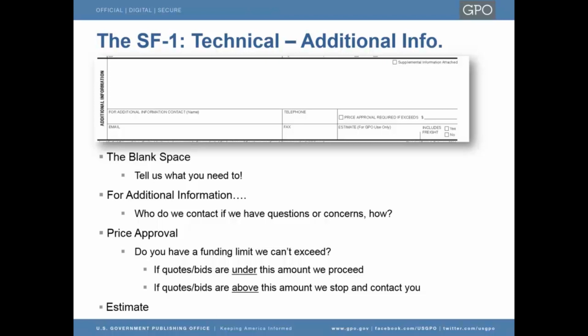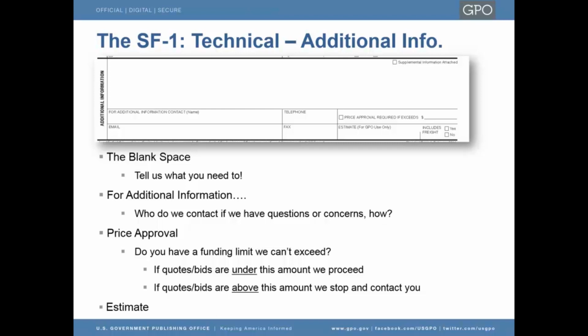If an amount is indicated and the price result of the contract is under the amount listed, we proceed with the order. If the quotes or bids are over this amount, we stop progress on the order and contact the individual listed. Understand that GPO cannot proceed with the price over the approved amount, even if the authorizing contact is unavailable for a length of time that will jeopardize the delivery date requested.